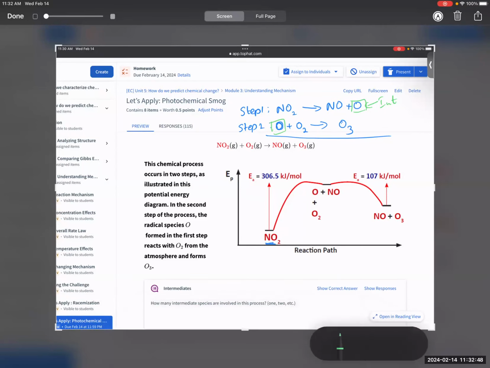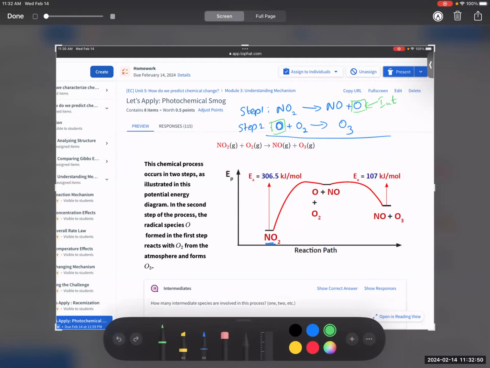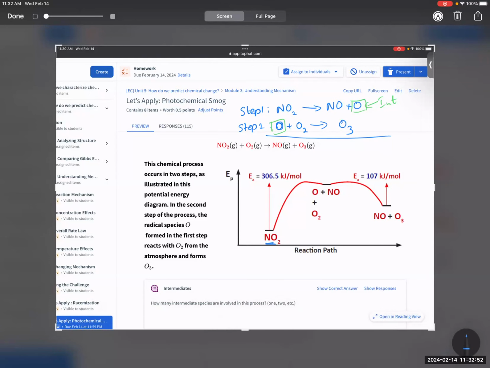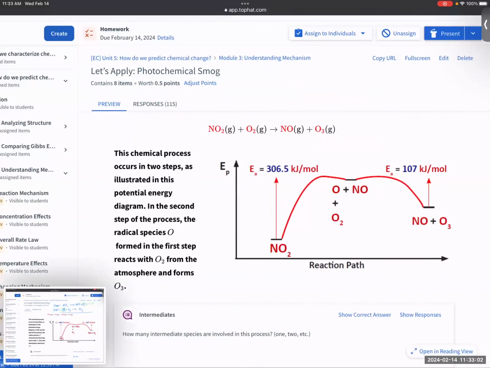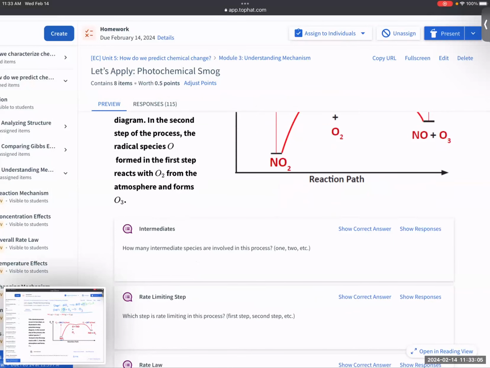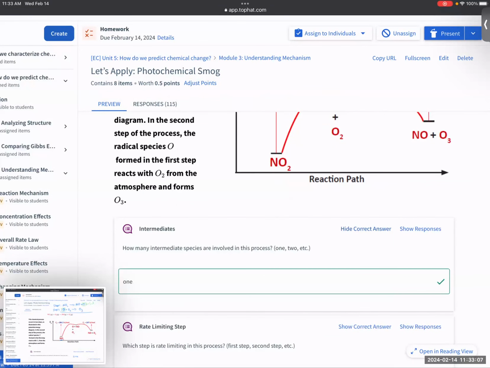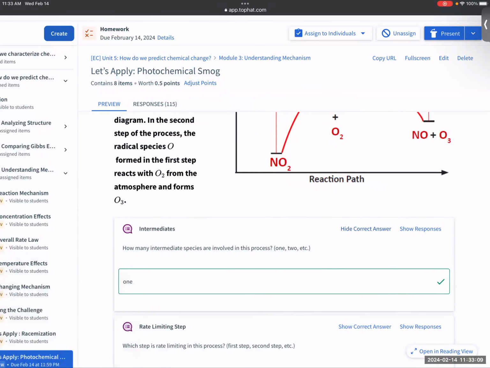If I can do it, I need a different pen though. So the answer for the first question should be 1. So we're going to type 1. Let's see, back, and there you go. So we should type 1.